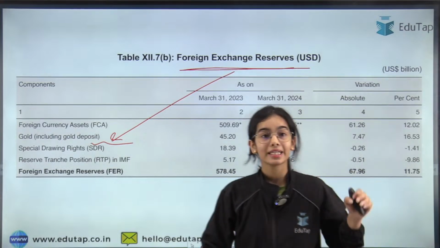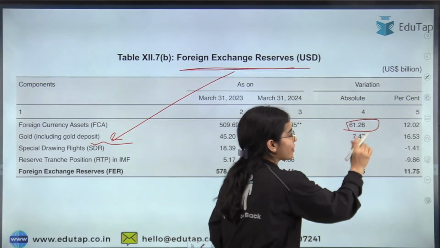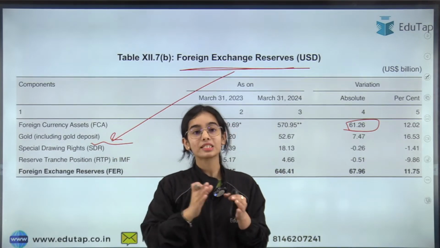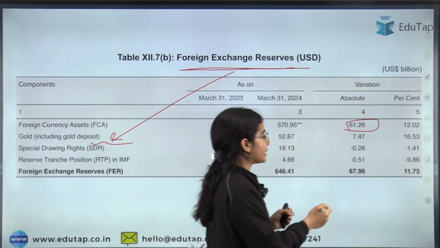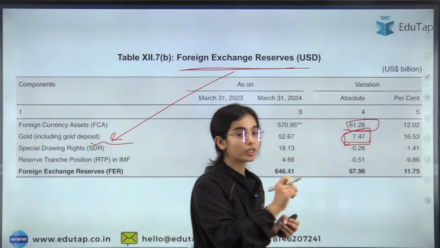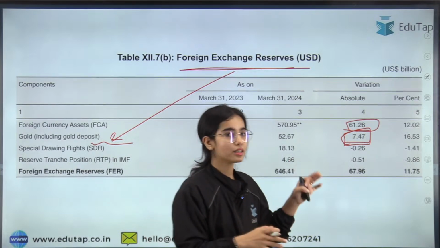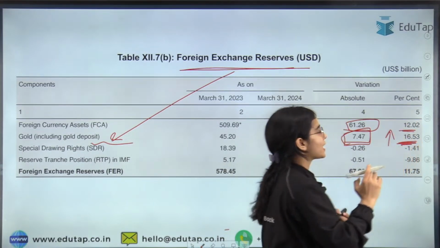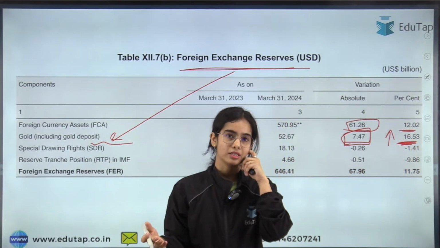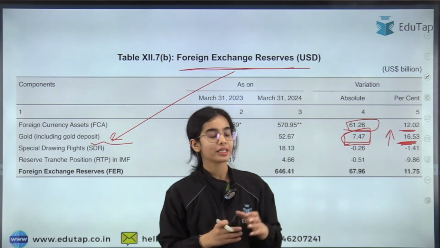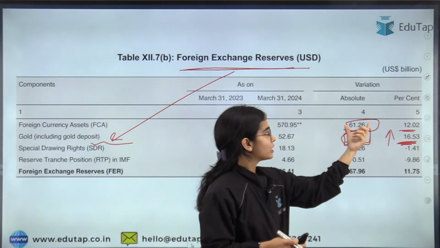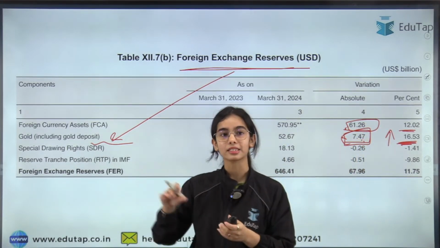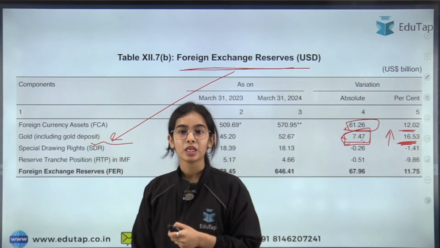Here you can see that the highest we are maintaining is the FCA, the foreign currency accounts, in absolute terms, and then we are maintaining the gold. The highest variation has been seen in gold, which has increased by 16.53%, while the FCA has increased by 12%. I hope this is clear, that the highest we are maintaining is the FCA. After that are the gold reserves that we are maintaining.